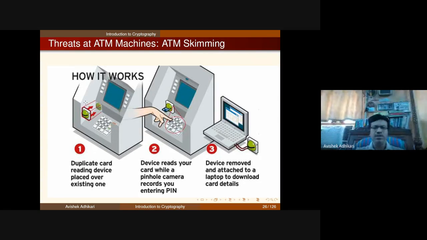Suppose some of the ATM machines are not protected. In most cases we have seen that some guard is there. But if the guard is also compromised, then somebody can plug an extra device into the machine. Now, when you put your card here, this card data, which is nothing but a magnetic chip, is copied here, and there is one camera installed which is able to capture the pin that you put in. The pin that you put on the keypad is captured by this camera.